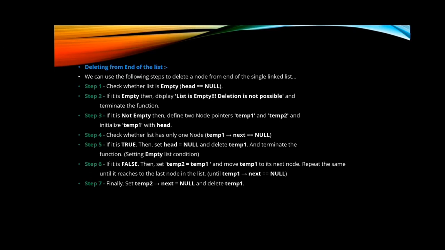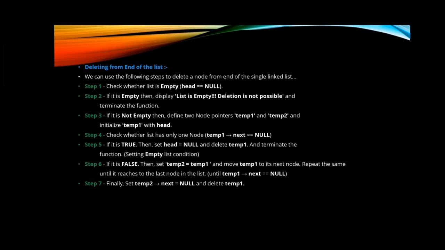At first, check whether the list is empty. If it is empty, then display list is empty, deletion is not possible, and terminate the function. If it is not empty, then define two node pointers temp1 and temp2, and initialize temp1 with head. Check whether the list has only one node, such that temp1 of link is equal to null. If it is true, then set head equal to null and delete temp1 and terminate the function, setting empty list condition. If it is false, then set temp2 equal to temp1 and move temp1 to next node.